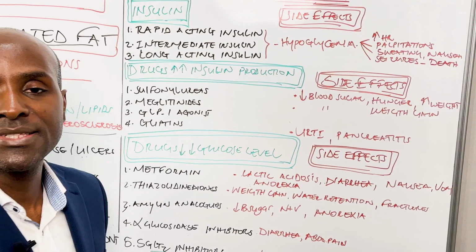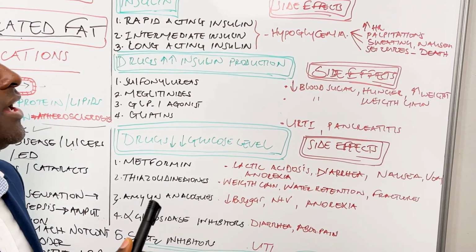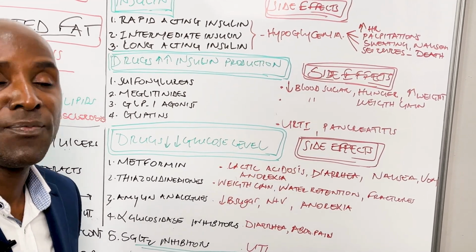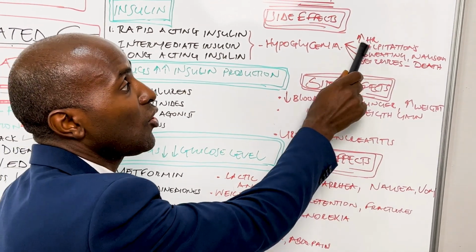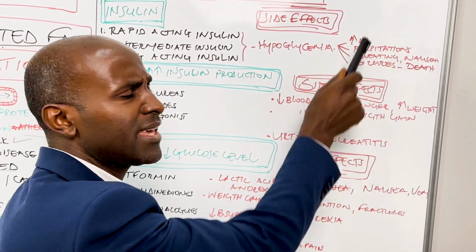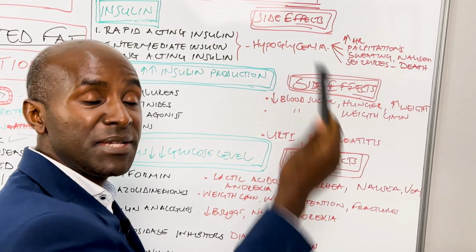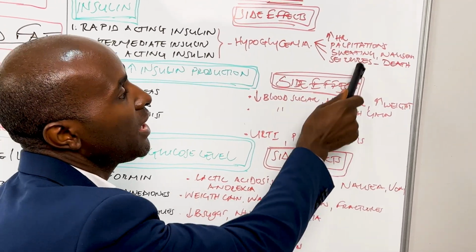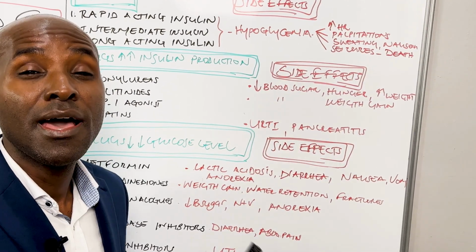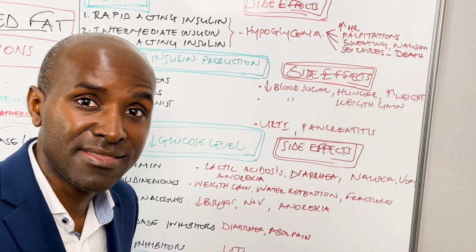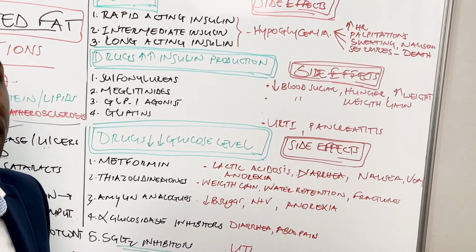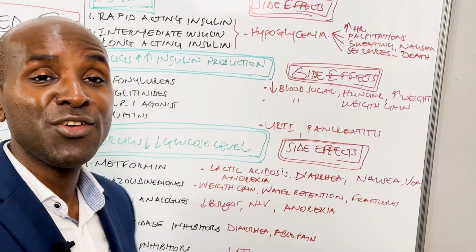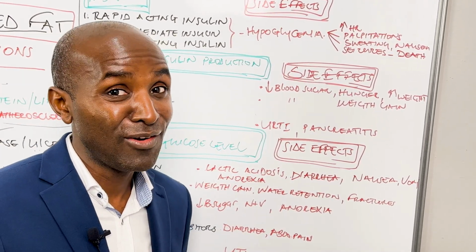The side effect is hypoglycemia. Hypoglycemia means low blood sugar. Low blood sugar can cause tachycardia, your heart rate going up, palpitations, that feeling of doom and so forth, sweating, nausea, and seizures. Hypoglycemia can cause death. That's something not to take for granted. That's why, for my patients, you would rather have high sugar than low blood sugar.